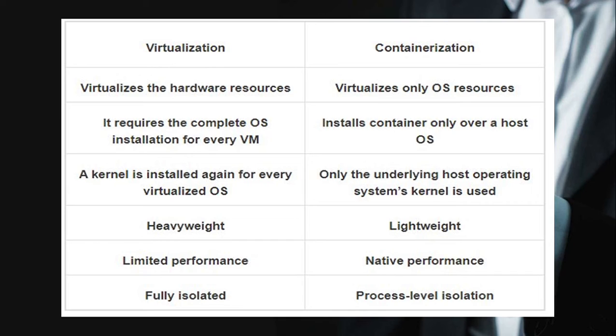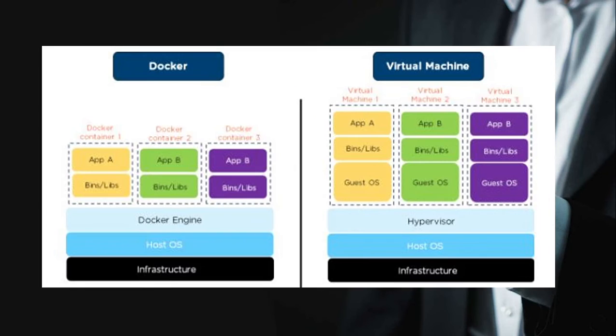So virtualization virtualizes the hardware resource, whereas containerization virtualizes only the operating system resource. A VM requires an OS installation for every VM, but in case of containerization that is not needed. It installs the container only over a host operating system. The kernel is installed again for every virtualized OS, whereas in containerization only the underlying host operating system kernel is used. So a VM is typically heavyweight compared to containers. A VM has limited performance, while containers have native performance. A VM is fully isolated, and for containers we have just process level isolation.